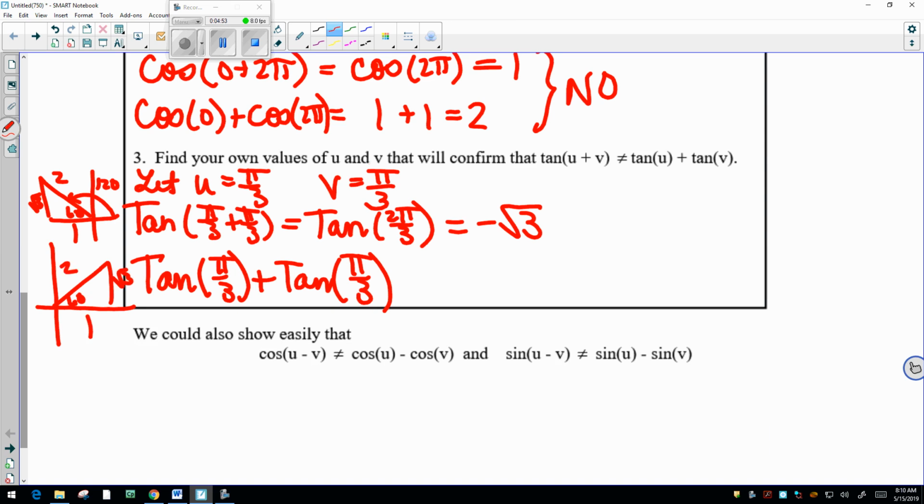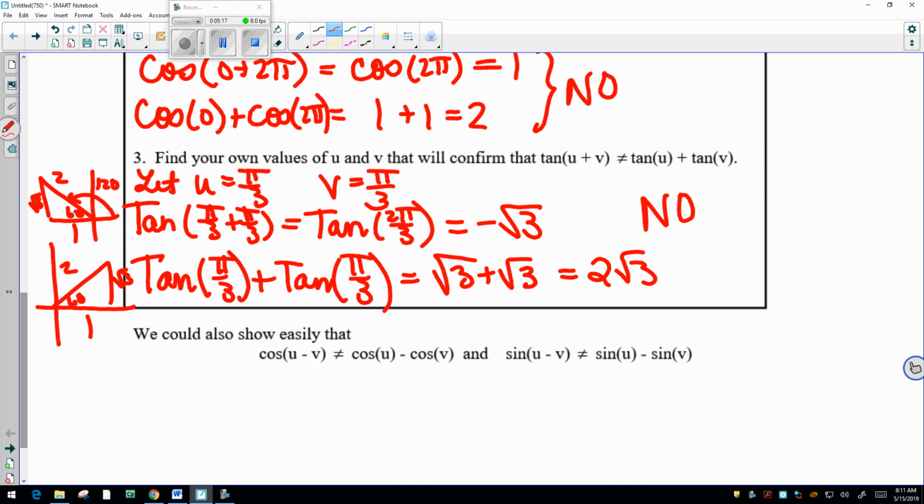Here's your triangle. So tangent being opposite over adjacent, I can see they're both going to be square roots of 3. And when I add square root of 3 plus square root of 3, I get 2 square roots of 3, definitely not a negative square root of 3, so again, no bueno. Okay, so that basic idea of just saying, well, I'm going to take them and add them up, they're going to be the same thing as if I do it separately, that does not work.